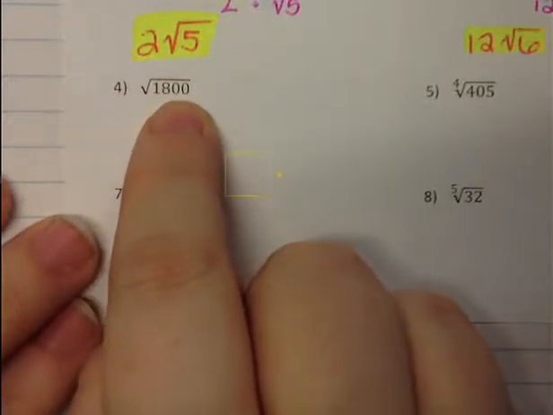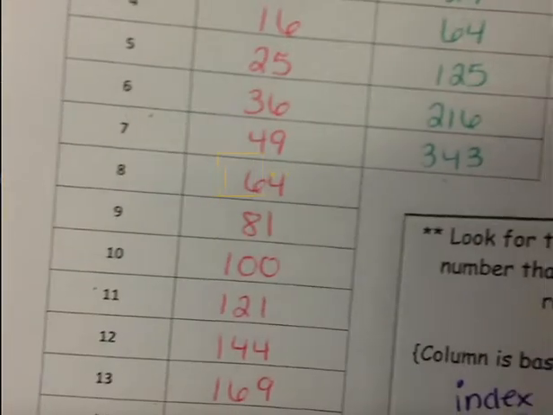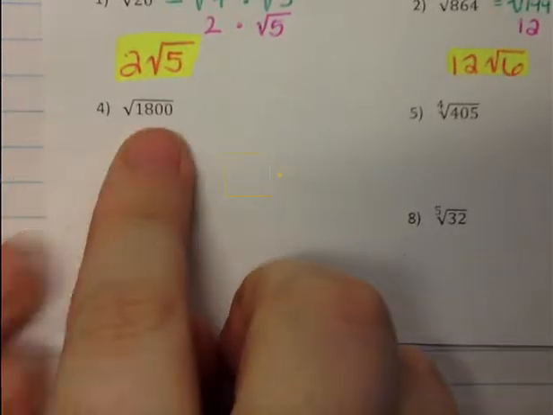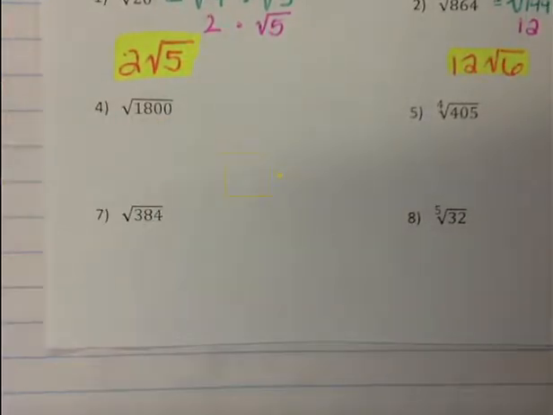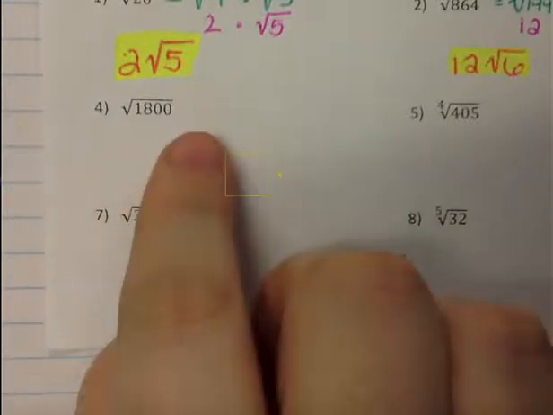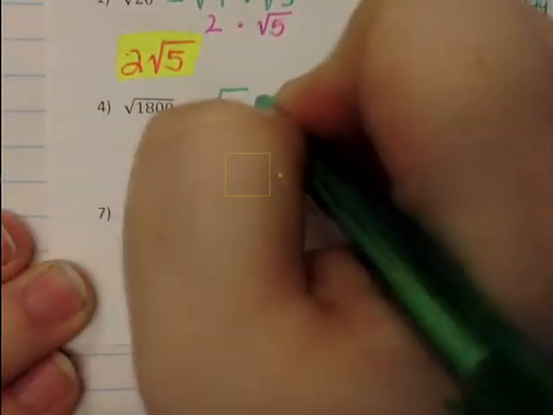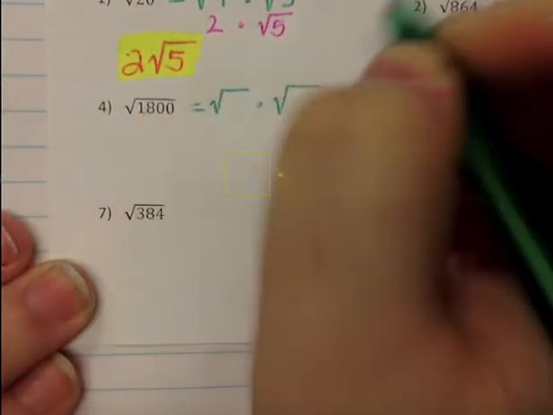I'm going to still be using the same chart that I had in previous videos, the perfect squares, cubes, fourths, and fifths. So I'm going to do the square root of 1800, and because this number is much larger than the largest perfect square that I have written on my list, I have to definitely make sure that I simplify all of my radicals. So I start with 225. I know hopefully it's going to be the square root times square root.